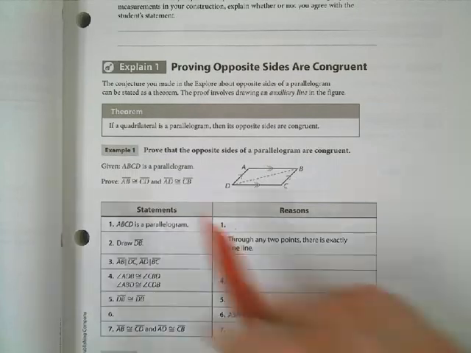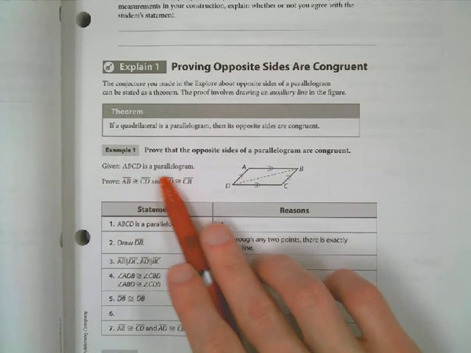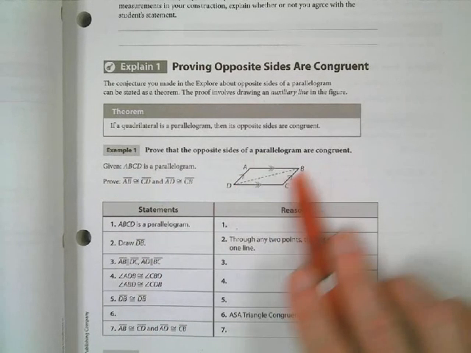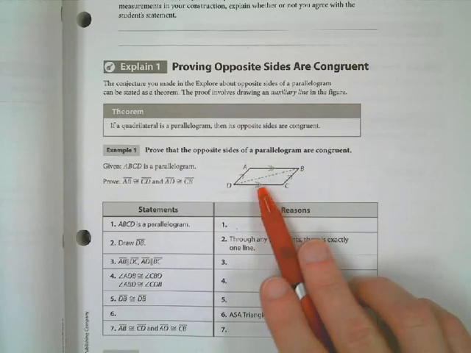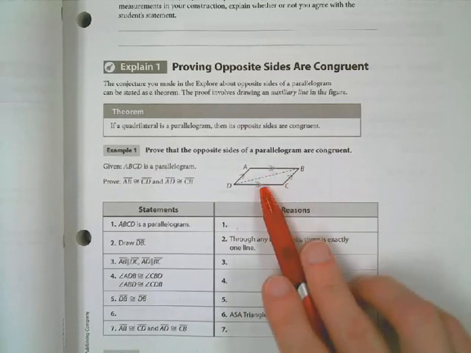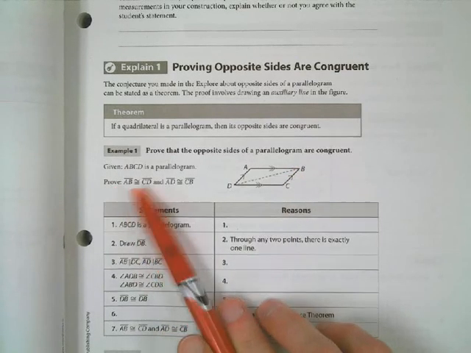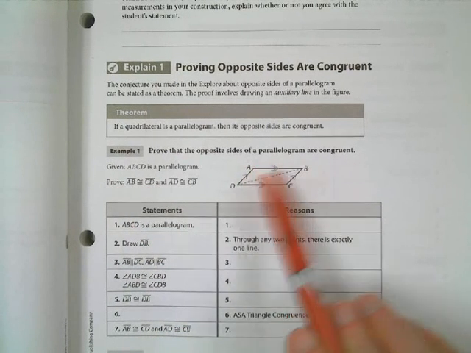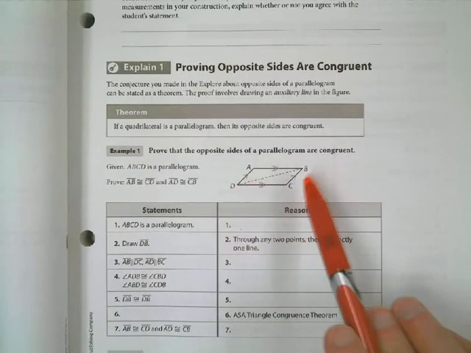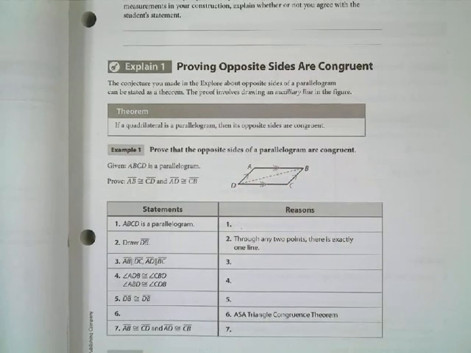So we're going to start with a given here that ABCD is a parallelogram. So there's ABCD. It's a parallelogram. You can see marked in there the parallel sides AB and CD, and the parallel sides AD and BC. And they're going to prove that AB is congruent to CD, and AD is congruent to CB. Actually it's a pretty straightforward proof. I think you guys should be able to do this without too much difficulty at all. All right, so let's take a look at this.